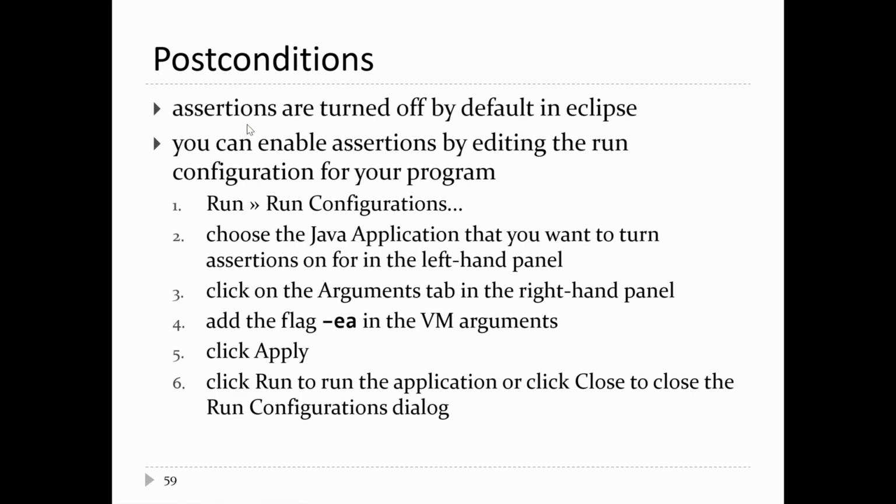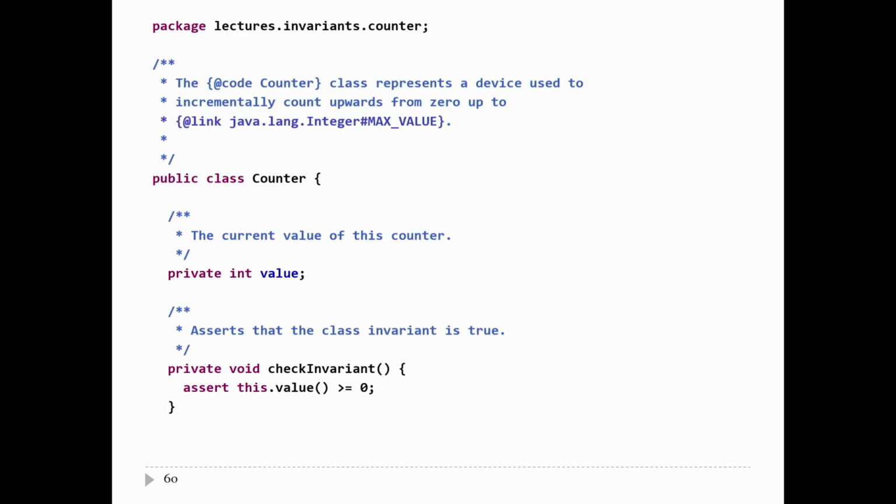So in Eclipse, if you want to do this sort of thing, they're turned off by default. So if you try to do this in Eclipse, by default, nothing happens. And so your assertions will never be checked. So if you want to, you can follow these instructions here and turn them on in Eclipse if you like. Here's an example of using them.